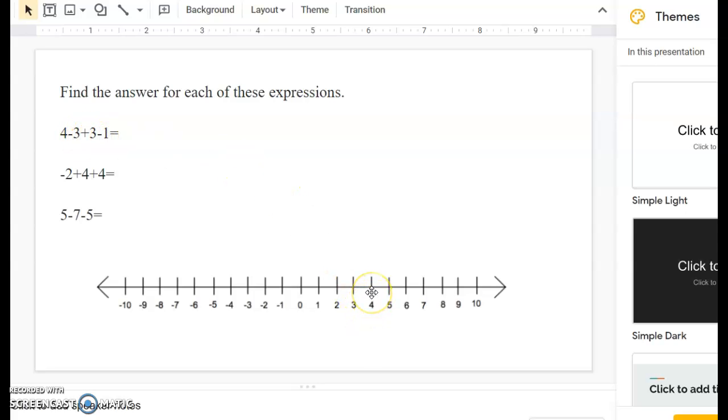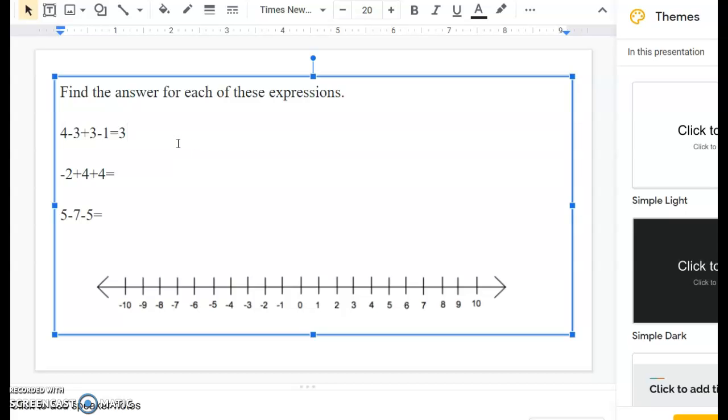So if I start at 4 and minus 3 means I'm going to the left 3, 1, 2, 3, I would land on 1. And then plus 3 means I'm going to the right 3, 1, 2, 3, I'm back at 4. And then minus 1, I'm going to go to the left one, which is 3. So my answer for the first one would be 3. Use the number line to support you in your answers.